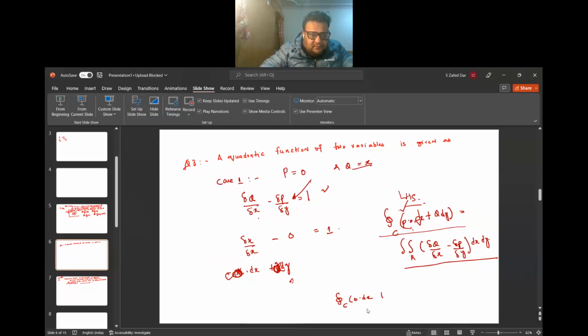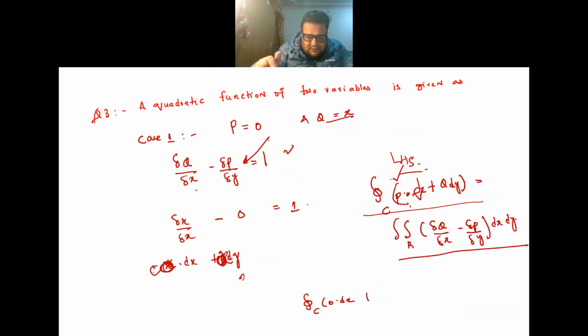Instead of there, it will become 0 into dx plus x into dy, which is equal to my region, which is in turn ∂Q/∂x minus ∂P/∂y, dx dy, which is also equal to 1 into dx dy.